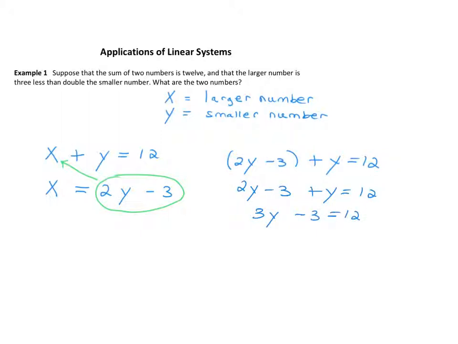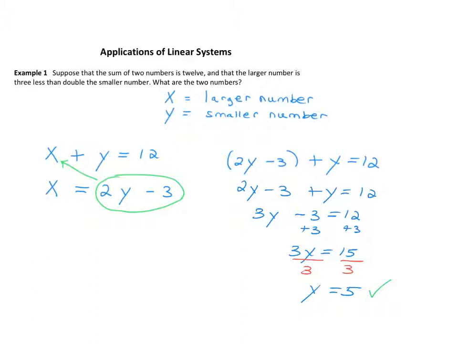I will add 3 to both sides, and I get 3y is equal to 15. And after I divide both sides by 3, I get that y is equal to 5. So that would be my smaller number. Now that's halfway through. To complete this problem, I would need to know what the larger number is as well.